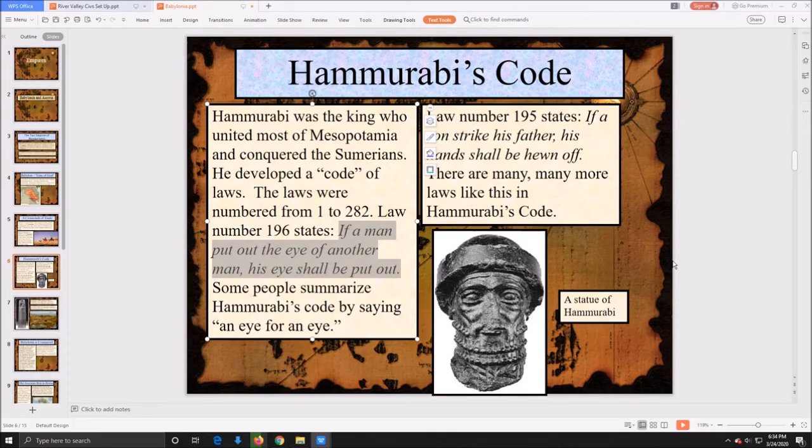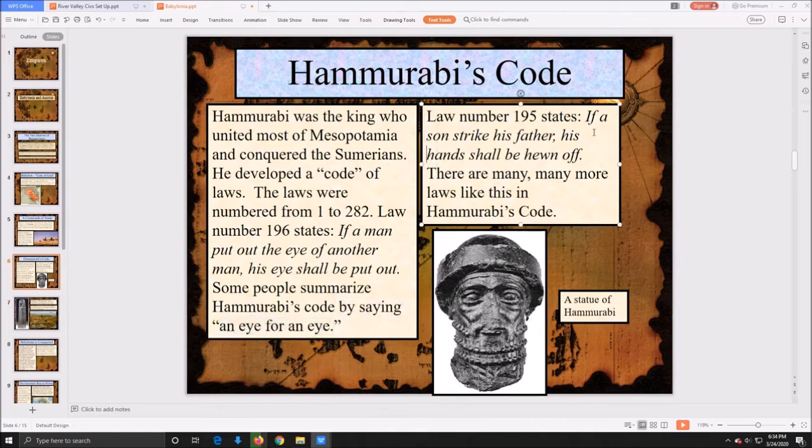So, for example, if 2 people got in a fight, and one person ends up cutting off the finger of another person, then that person that cut off the finger would also have his finger cut off. This is why a lot of people summarize Hammurabi's code or code of laws as an eye for an eye. Okay, so the eye for an eye saying comes from the code of Hammurabi that he wrote about 4,000 years ago.